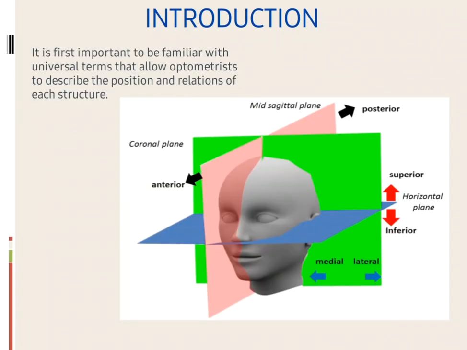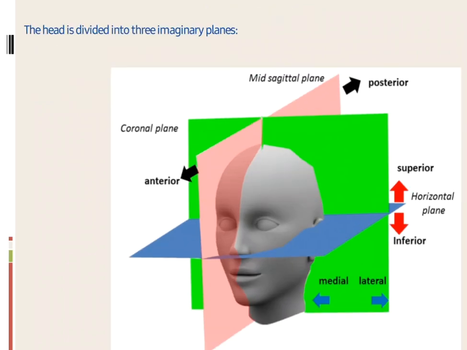So, it is first important to be familiar with universal terms that allow optometrists to describe the position and relations of each structure. The head is divided into three imaginary planes. We have the mid-sagittal plane, which divides the head into right and left. We have the coronal plane, which divides the head into anterior and posterior. And we also have the horizontal plane, which divides the head into top and bottom.